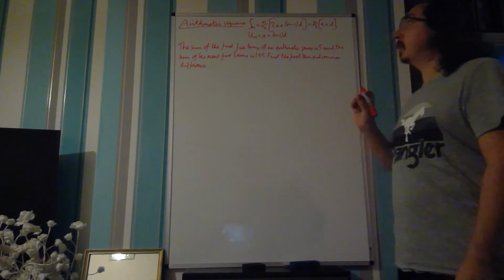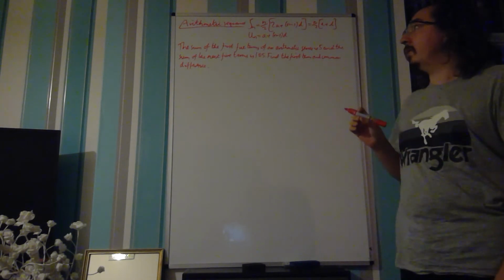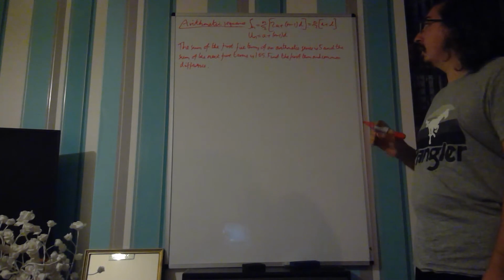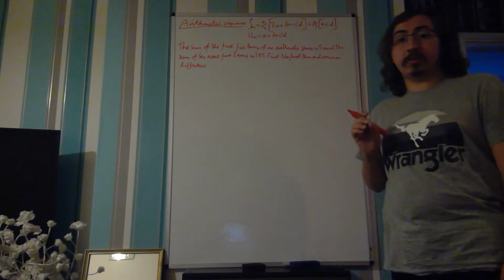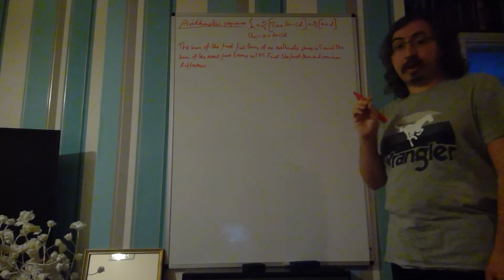For this problem, we're given the sum of the first 5 terms of an arithmetic series is 5, and the sum of the next 5 terms is 105. Find the first term and the common difference. So let's extract what key information we have here.